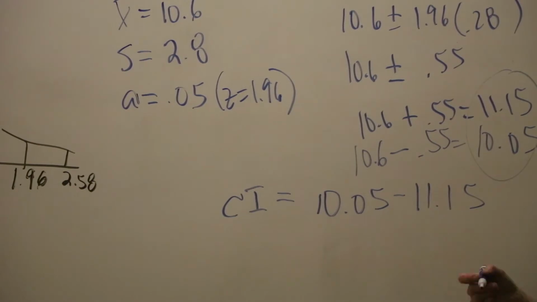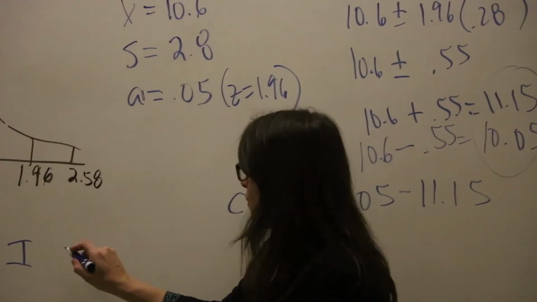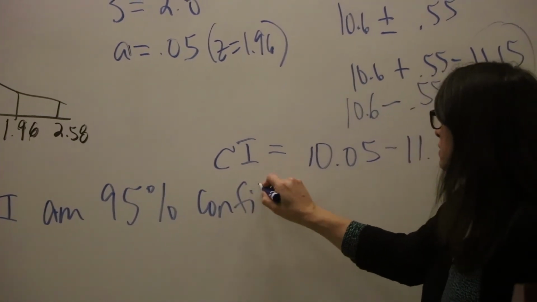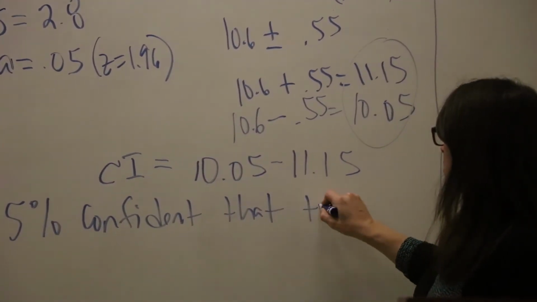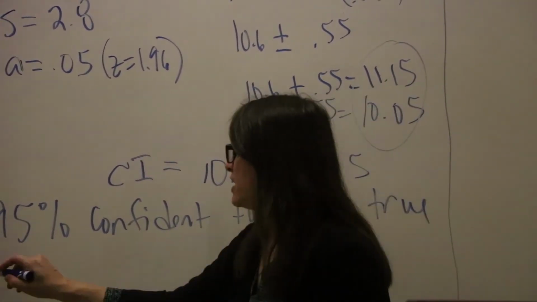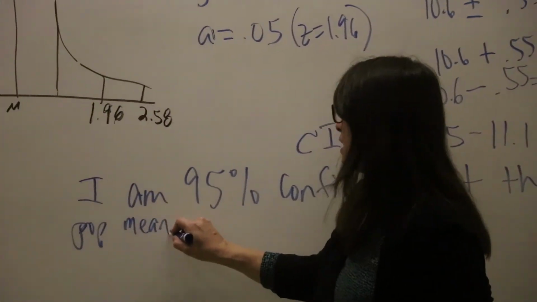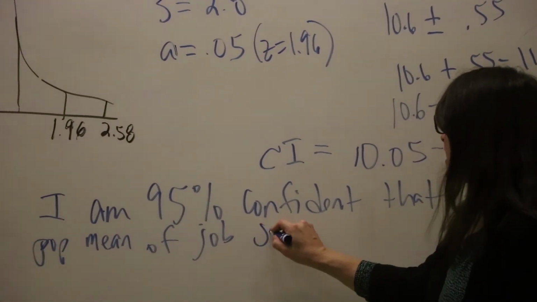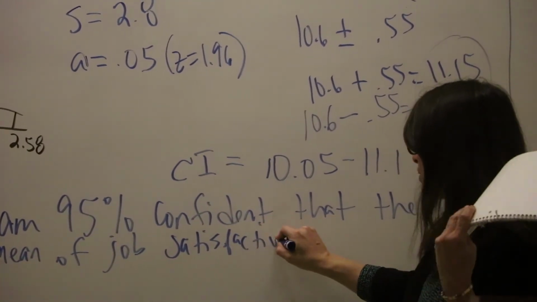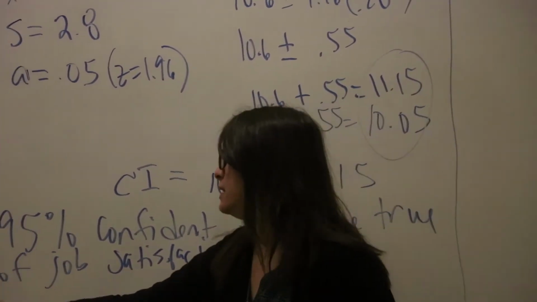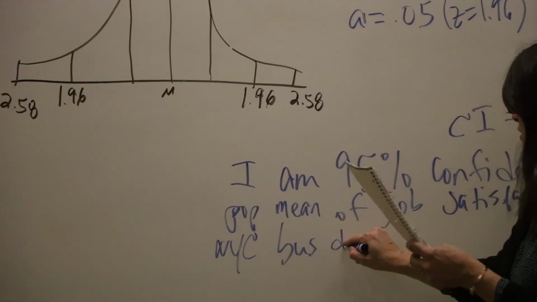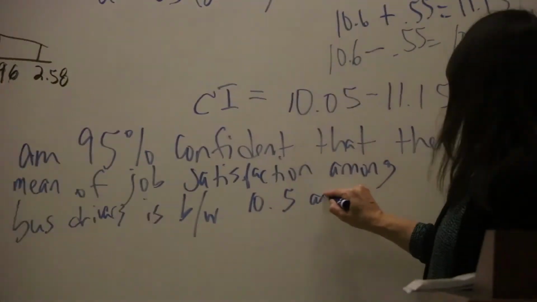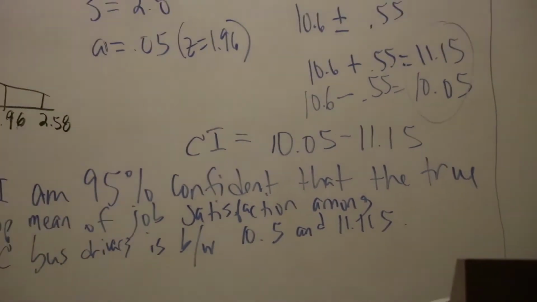What do I say as my concluding paragraph? So you say, I am 95% confident, make sure you're saying whether it's 95 or 99, that a true population mean of job satisfaction among New York City bus drivers is between 10.05 and 11.15. That's it. That's what I expect in terms of an interpretation.